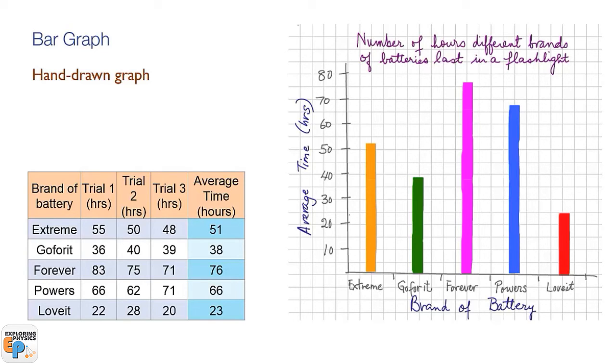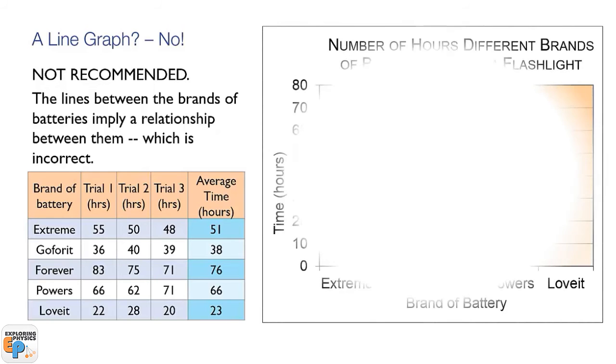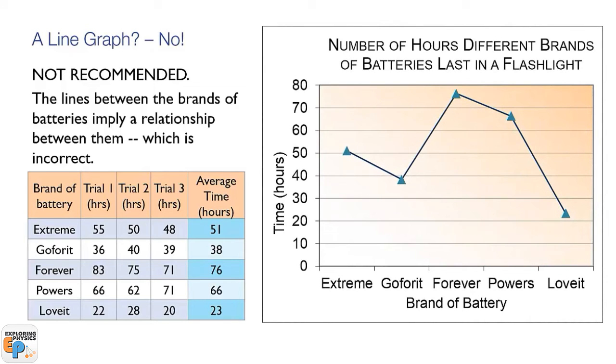graph might look like. Why do we not draw a line graph for this same data? The reason we do not draw a line graph is that in a line graph, the lines between the data points imply that there is a continuous variation between those 2 data points. So in this case, it might mean that as we go from the extreme to the go for it battery, the number of hours changes from 51 to 38 hours in a smooth fashion.